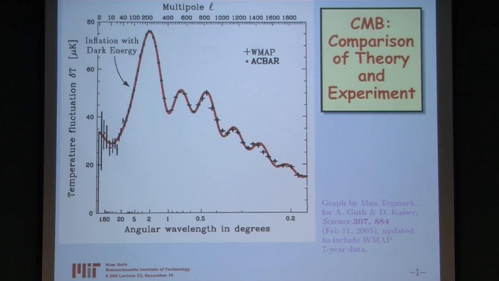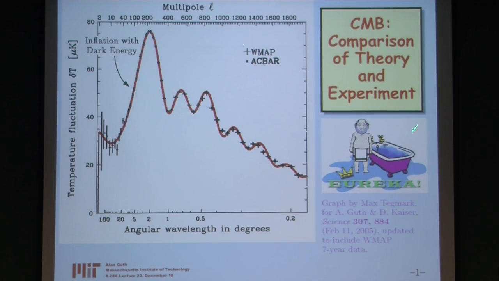And the red line is the theoretical prediction due to inflation, putting in the amount of dark matter that we need to fit the data and that we also measure from the supernovae. And it's absolutely gorgeous. So I have a little Eureka guy to show you how happy I was when I saw this graph.